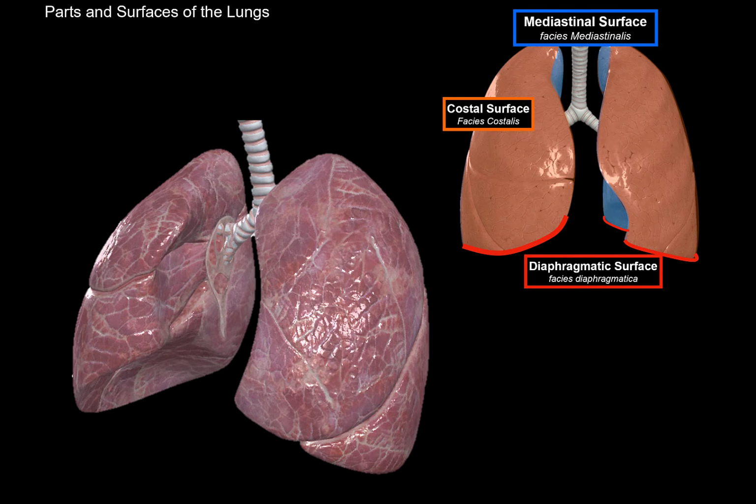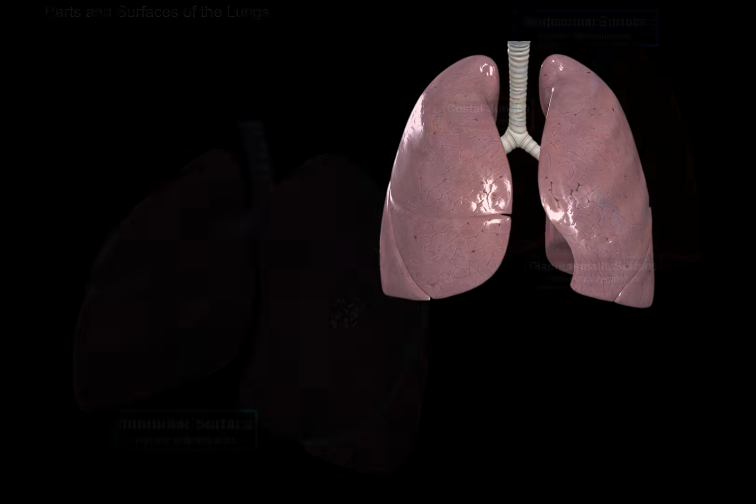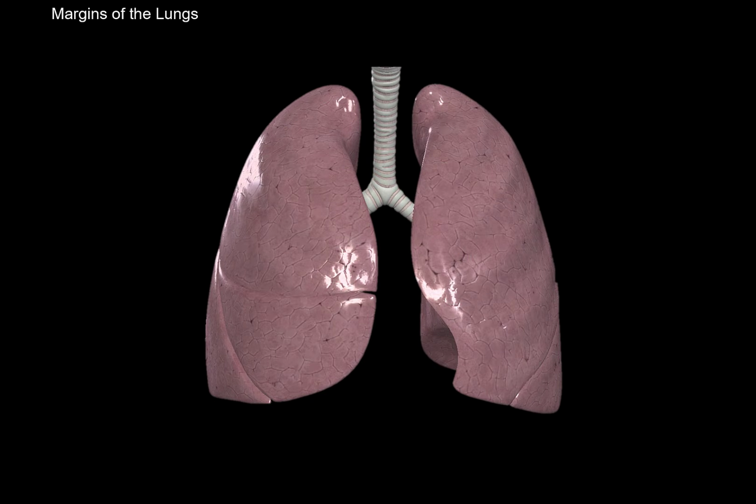The last surface is located between each lobe of the lungs, called the interlobar surface, which are very small surfaces that indicate the separation between the lobes. So that was all for the surfaces. Now let's do the margins of the lungs.